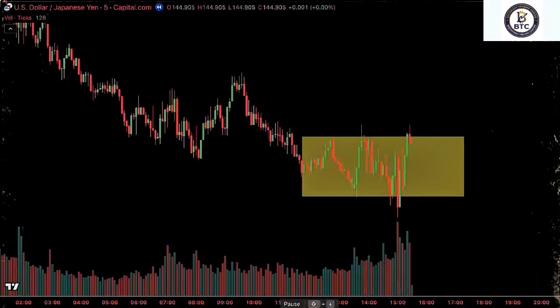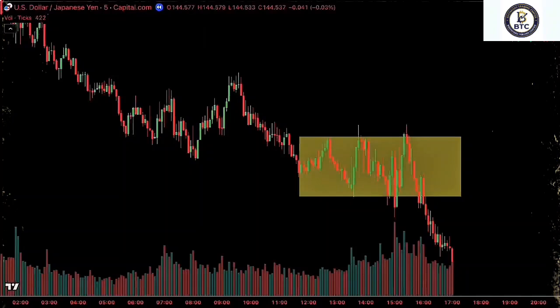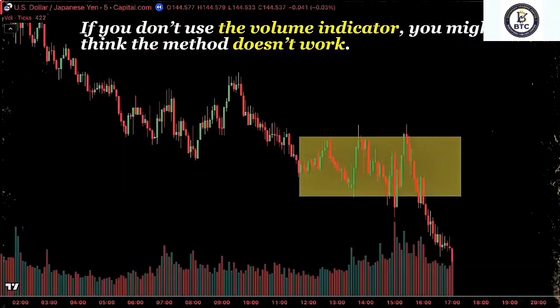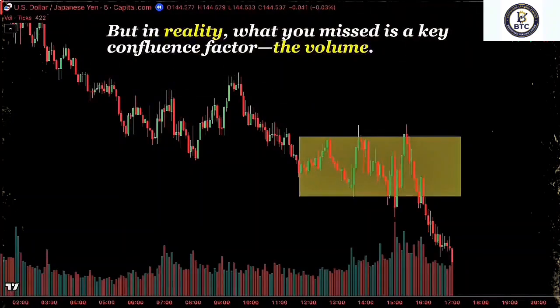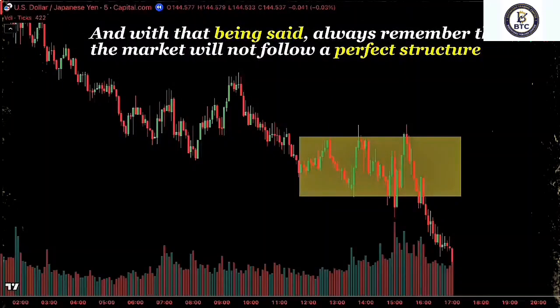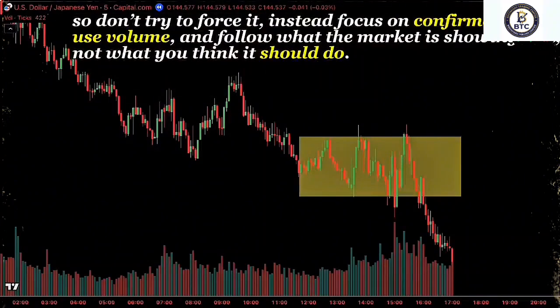As you can see, the market continued moving down and did not respect the supposed accumulation phase. If you don't use the volume indicator, you might think the method doesn't work. But in reality, what you missed is a key confluence factor, the volume. And with that being said, always remember that the market will not follow a perfect structure. So don't try to force it. Instead, focus on confirmation, use volume, and follow what the market is showing you, not what you think it should do.